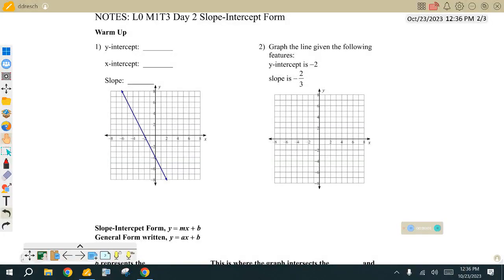Breakdown of what we did on Friday. On here, that first question right there, let's analyze that graph. That first example, that is again right there. Go through quickly. Let's talk about the y-intercept, the x-intercept, and identify the slope.